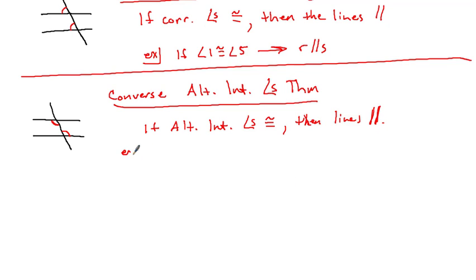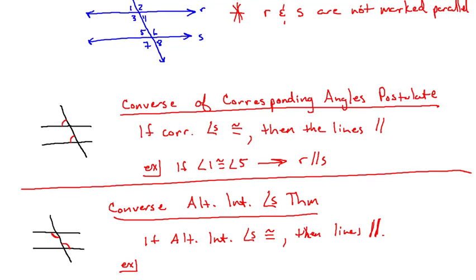All right, so our example that I marked right here, going back up to our picture, it's angle 3 and angle 6. So if angle 3 is congruent to angle 6, then R is parallel to S.